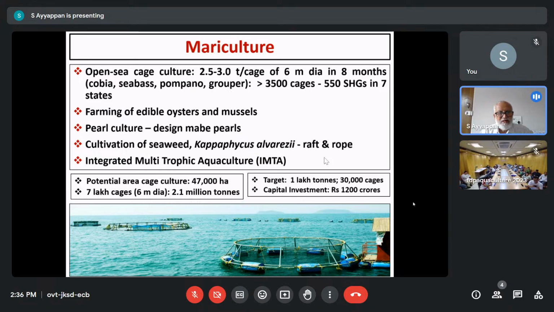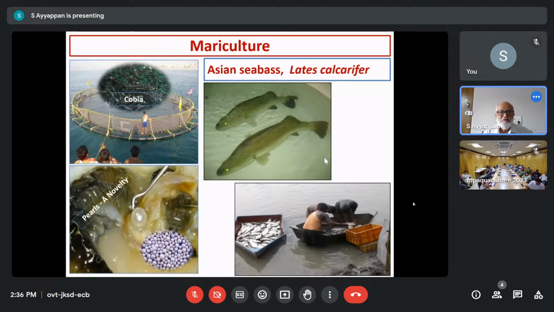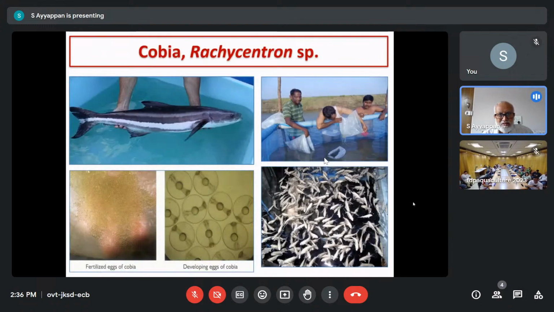There is a separate project on that. So it's a huge area that we are talking of. Something like we are expecting, can we get more than 2 million tons from mariculture? These are all high value species. So these are the species like cobia I just mentioned, the sea bass, pearl farming wherever possible, and then this is an important species when it comes to mariculture.